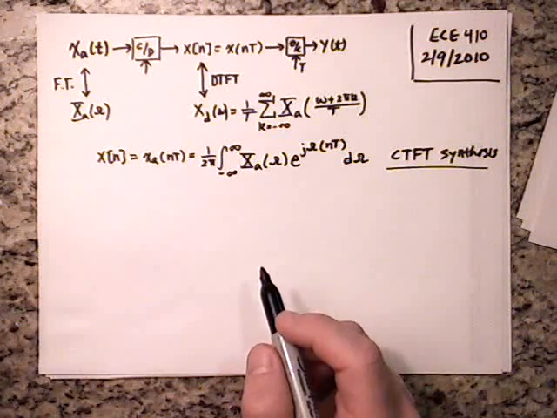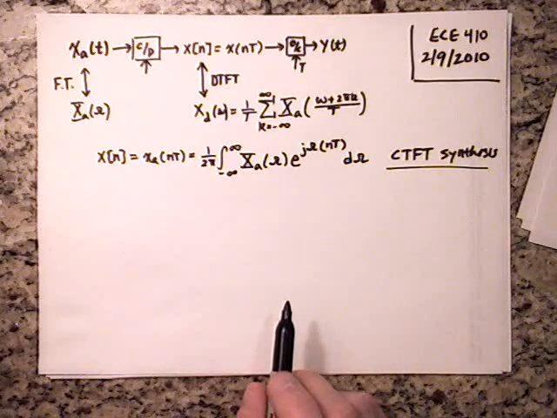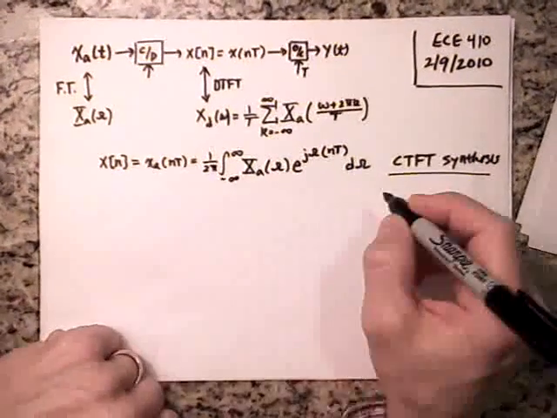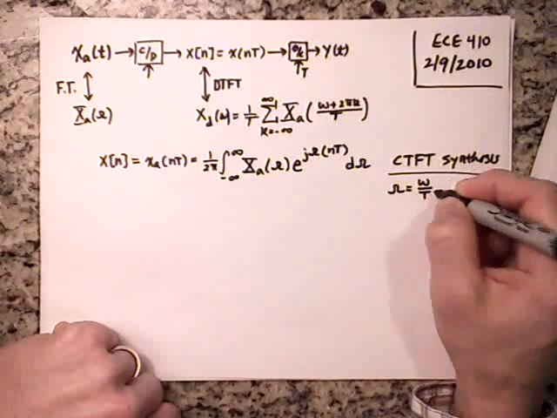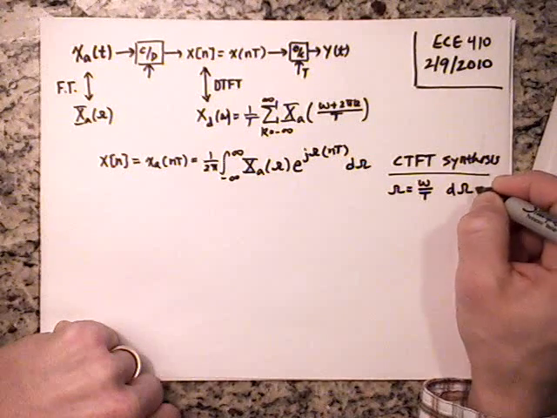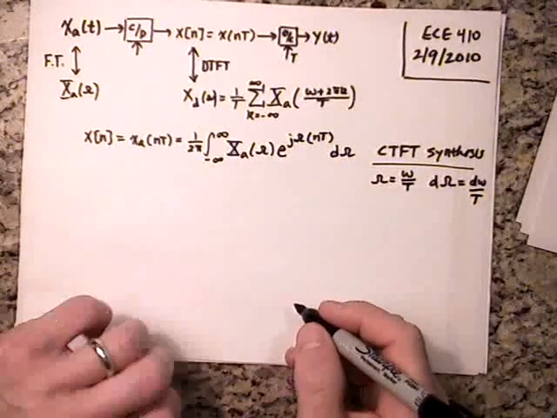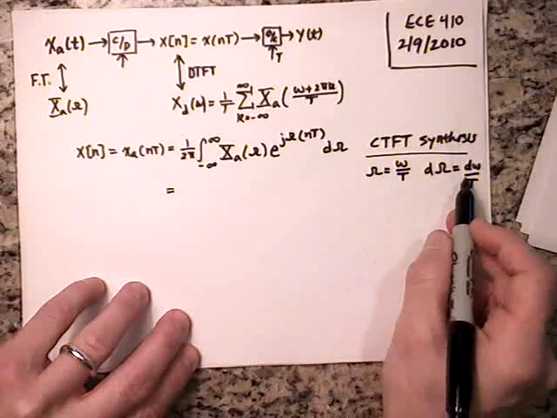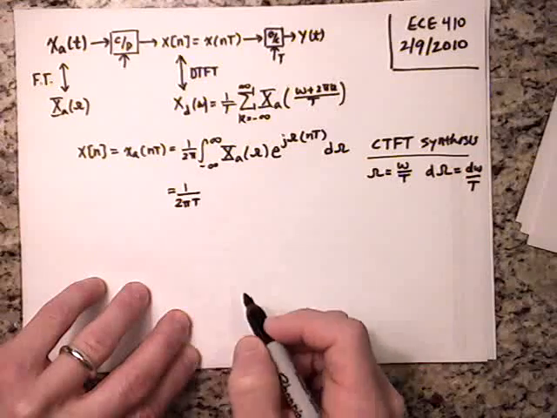Now I'm going to make a change of variable. I want to make this expression look like this expression. So I'm going to let the variable omega, capital Omega, equal little omega over capital T. So then d omega will be d omega over capital T. So I'm going to replace d omega with d omega over capital T, and I'll pull that capital T out front.